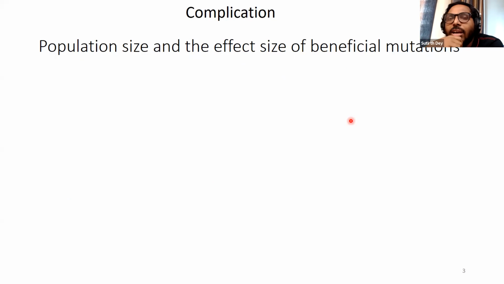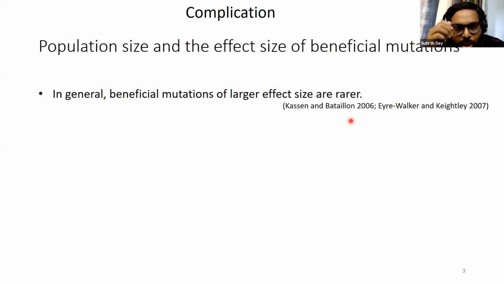They reduce fitness, and the effect size, the amount by which these mutations increase or reduce fitness, is also different. In general, people have done a lot of empirical studies to show that getting mutations which are both beneficial and have a large effect size is relatively rare. This is what comes from the shapes of the distributions of fitness effects that people have empirically constructed.